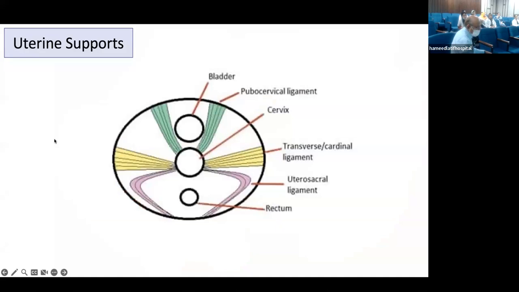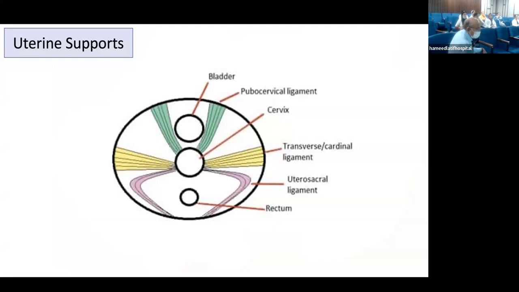Now, here it is shown diagrammatically. This is the bladder, this is the uterus, this is the rectum, and this is the uterosacral ligament. This is the cardinal ligament, also called the transverse cervical ligament. And this is the pubocervical ligament or fascia. So these are the ligaments which support the uterus.